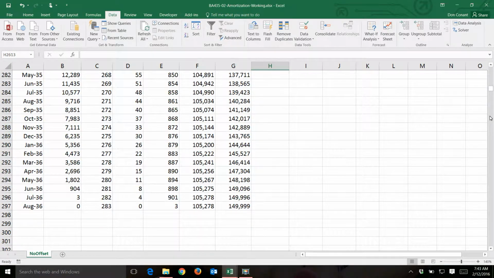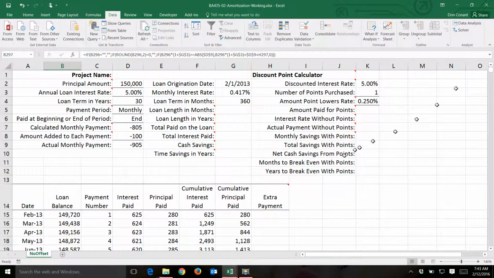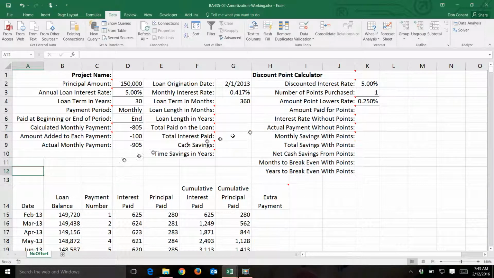Let's go back. You can see we reached 0. You can see that there are values in these cells. They're just indicating a blank because we zeroed off our note. Come back up here to the top. And this completes the amortization table portion of the exercise. We'll complete the rest of this in another video.